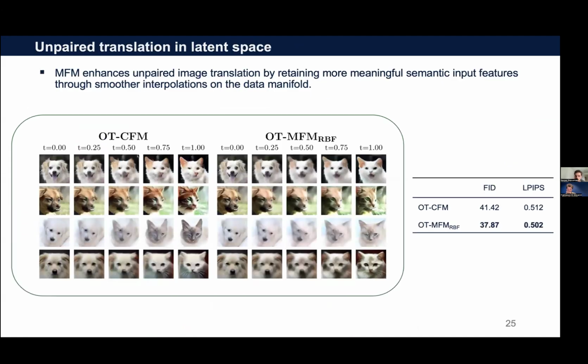So following, we have the unpaired image translation problem. Here we generate cats from dogs. And we can see that for both qualitative and quantitative comparison, metric flow matching retains more meaningful semantic input features. And this is achieved through smoother interpolations on the data manifold.